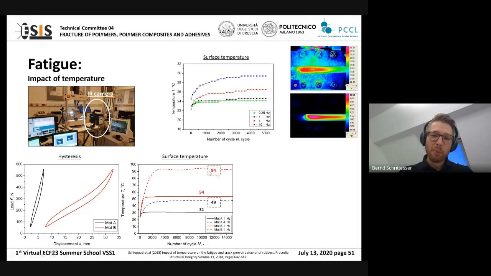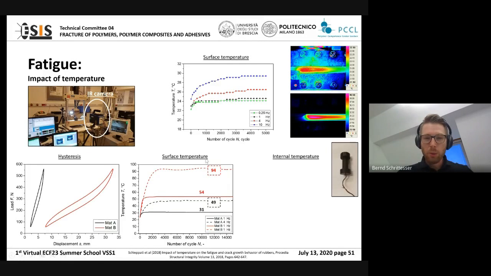And this exactly brings you in a region where most of the rubbers are really affected by the temperature, where you go in the direction that your material starts thermal degradation during your test, and you do not do any more fracture mechanics because you're just destroying your material. And then, one more time, we're talking here about surface temperature.